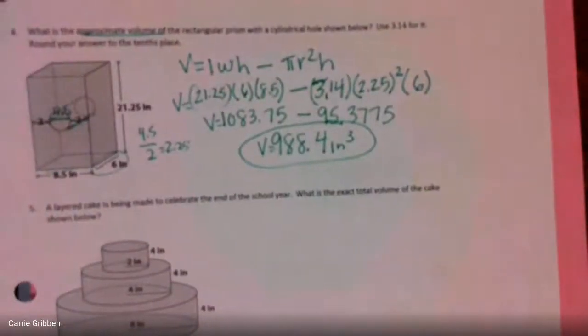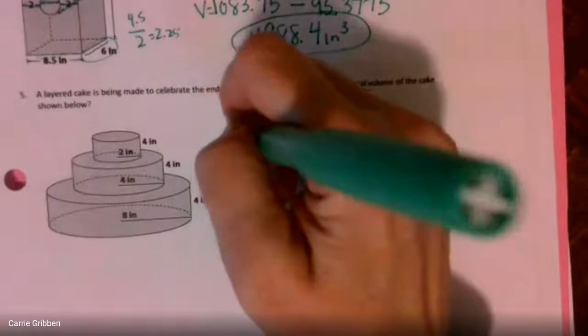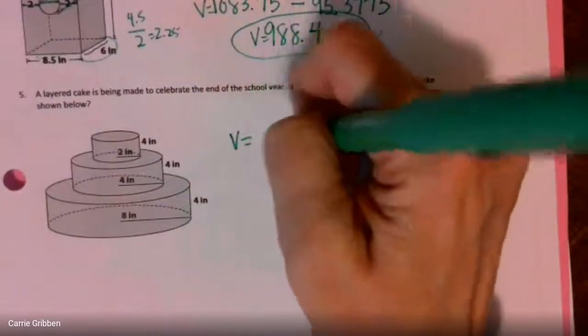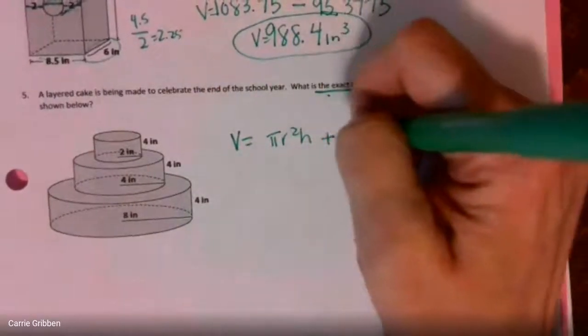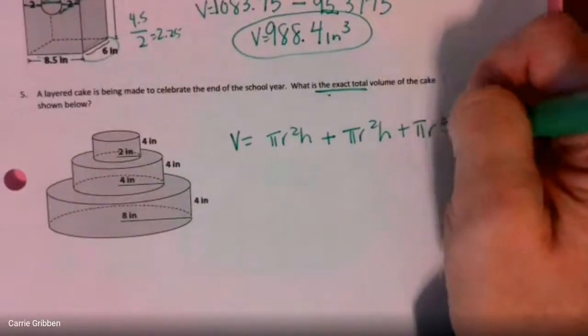All right. And then finally, what is the exact total volume of this tiered cake? It's a fun cake. So basically, you have to add all the tiers together. They're all shaped like cylinders, right? So if they all have the same formula, you're going to be adding pi r squared h for the first tier, pi r squared h for the second tier, and pi r squared h for the third tier.